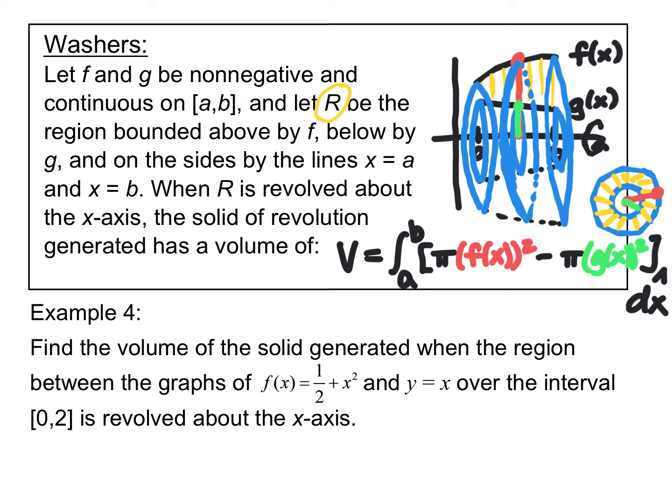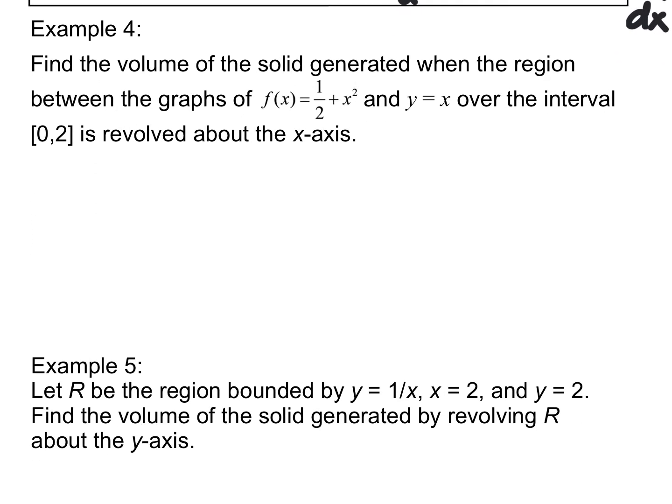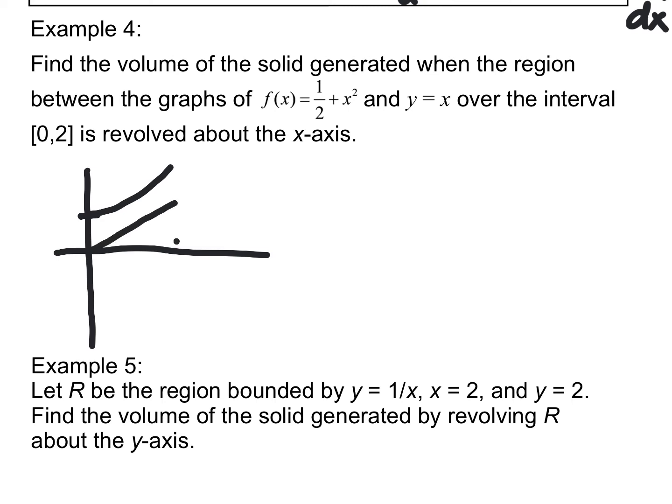Let's look at example 4. Find the volume of the solid generated when the region between the graphs of f of x equals 1/2 plus x squared and y equals x over the interval 0 to 2 is revolved about the x-axis. So let's draw a picture. Now, f of x is something that looks like that, okay? And y equals x is something that looks like this. And so this yellow region is what we are rotating around the x-axis.